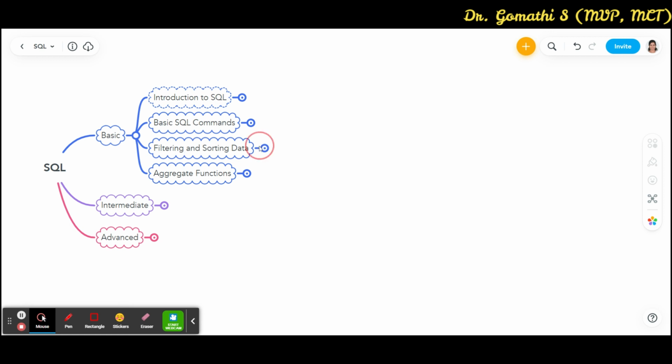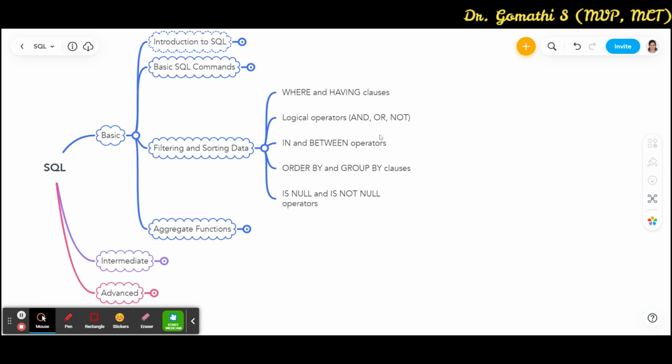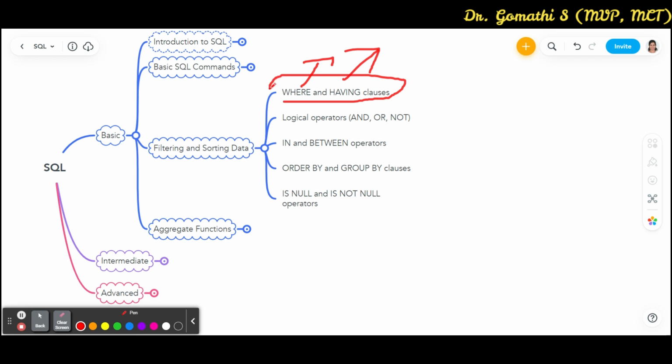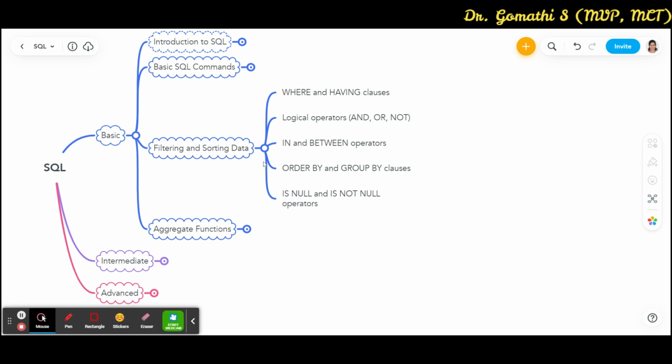And then filtering and sorting the data. In filtering and sorting the data, you will be using where and having. These are used to filter the data, and you should understand the difference between where and having. Then the logical operators like and, or, not, and where and why you should use them. The in and between operators, order by and group by clauses, is null and is not null operators. All these operators you should know while filtering your data.